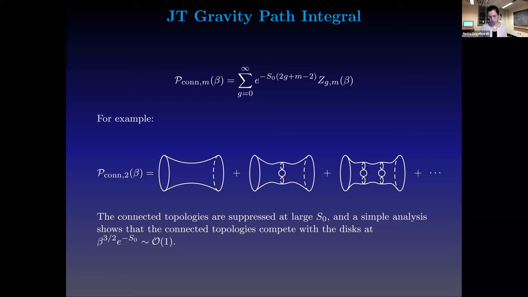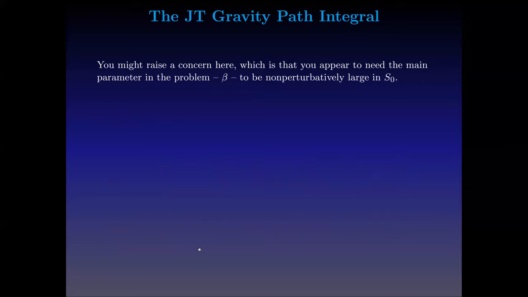So Milind, I don't know if this answers your question, but the temperatures that we are looking at are in this low temperature regime. Thank you. Yeah. Now, I suspect that the concern you were going to raise is that you appear to need this main parameter in the problem, beta, to be non-perturbatively large in S naught. So you might have two concerns here.